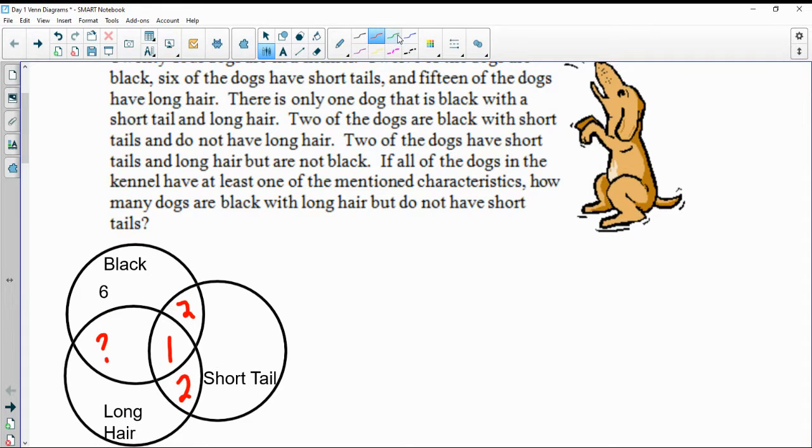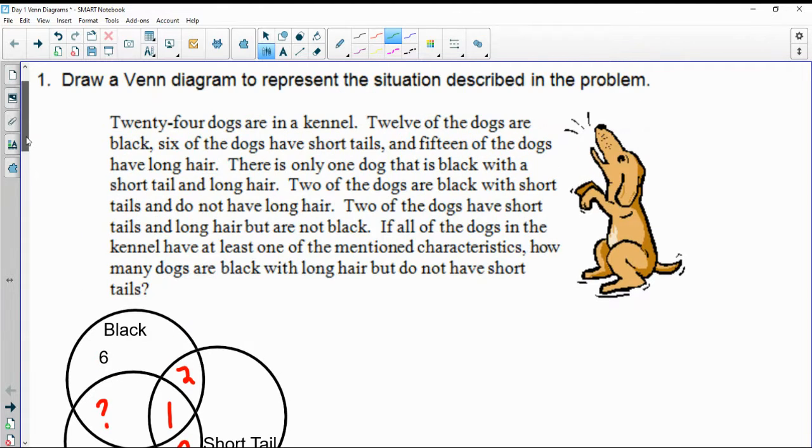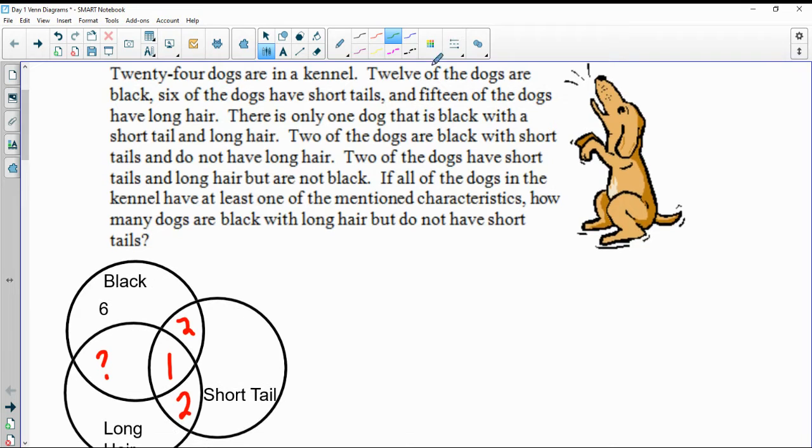So this is the info that they gave me in the problem. Now I need to figure everything out. They did tell me that 12 of the dogs are black. So right now I've got 6, 7, 8, 9. So I've got 9 so far that are going to be black. So if there are 9 and I know that there are a total, that's going to leave me with 3. So if 12 dogs are black, so 12 minus 6 minus 2 minus 1. What that's going to leave me with, 12 minus 6 is 6, minus 2 is 4, minus 1 is 3. That's really what they're looking for on this.